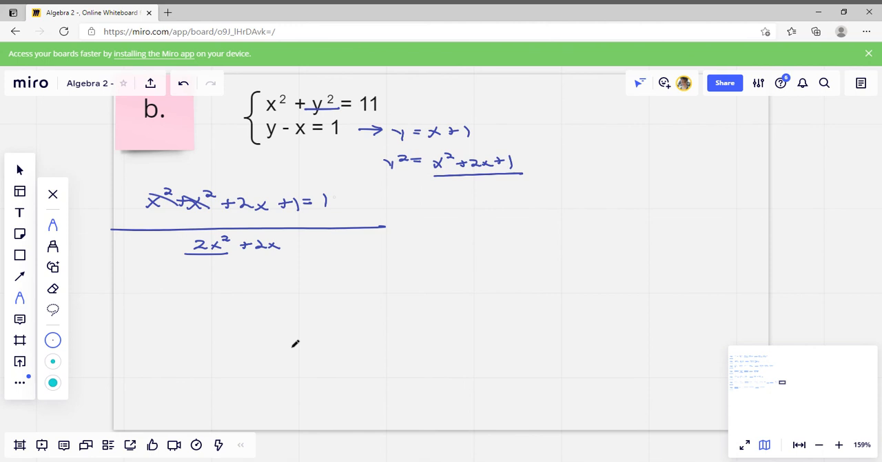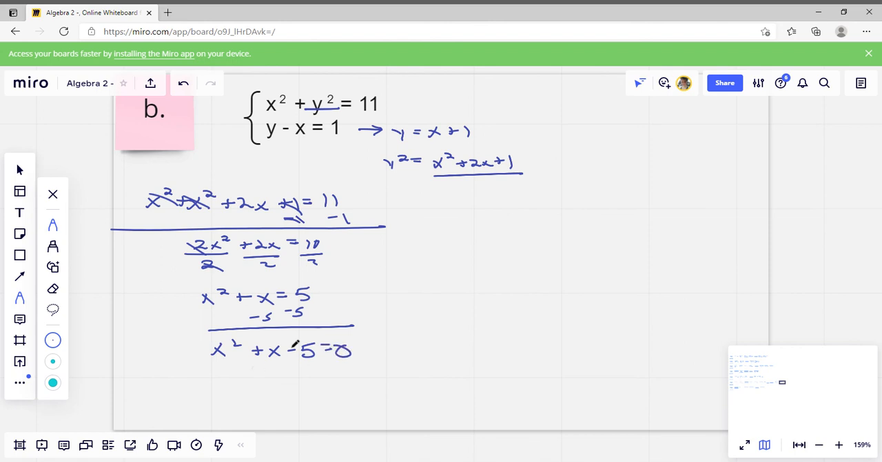Okay, so that was equals 11. Now we do minus 1. So that would be equals 10. Okay, now we're going to divide by 2. And we're going to get x squared plus x equals 5. Now we can say minus 5. And we get x squared plus x minus 5 equals 0.